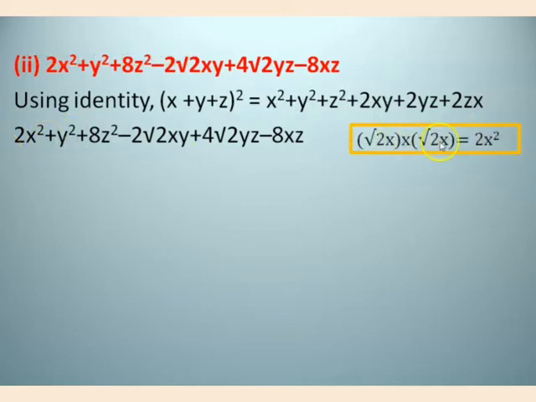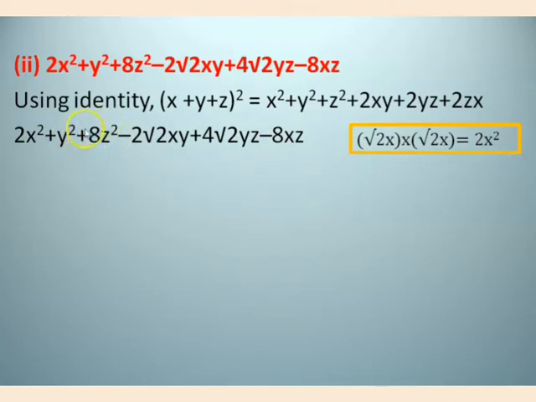Root 2x into root 2x. Root 2 into root 2 will become 2, so we are going to write it in the form of root 2x. So root 2x into root 2x will become equal to 2x squared. And the y squared term will be taken as it is. Here you have 8z squared.